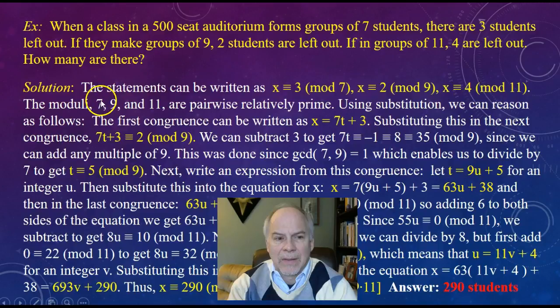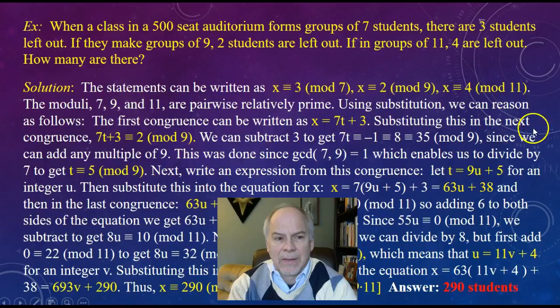Okay, so the moduli 7, 9, and 11, we can see that they're all pairwise relatively prime. I know that 9 is not prime, but the only factors of 9 are 1, 3, and 9, and 3 and 9 are not factors of 7 nor 11, so these are all relatively prime.